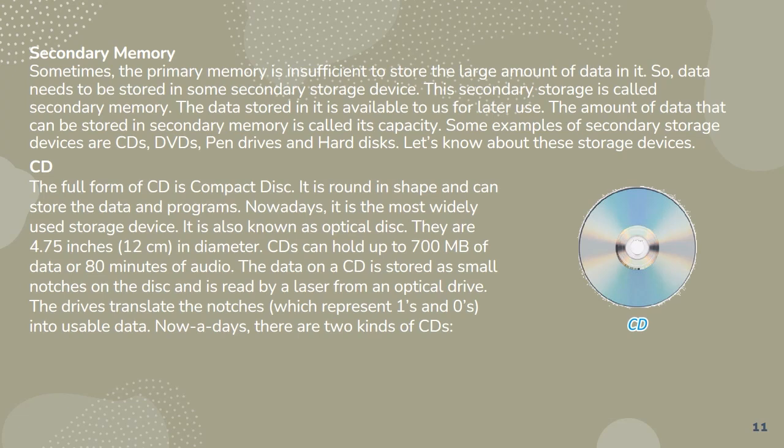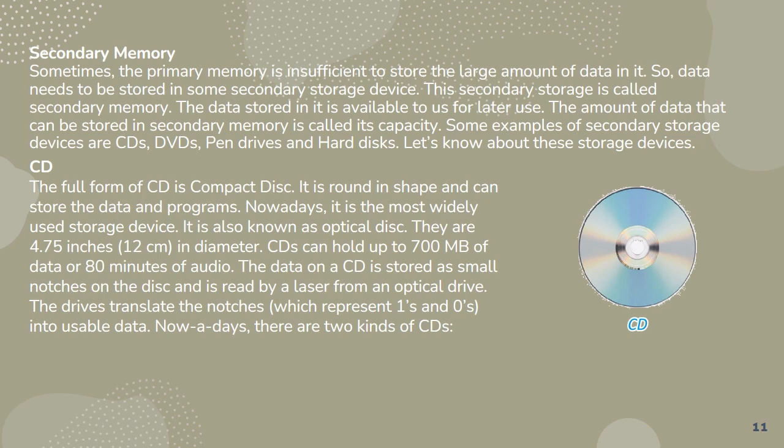Secondary memory. Sometimes, the primary memory is insufficient to store the large amount of data in it. So, data needs to be stored in some secondary storage device. This secondary storage is called secondary memory. The data stored in it is available to us for later use. The amount of data that can be stored in secondary memory is called its capacity. Some examples of secondary storage devices are CDs, DVDs, pen drives, and hard disks. Let's know about these storage devices.